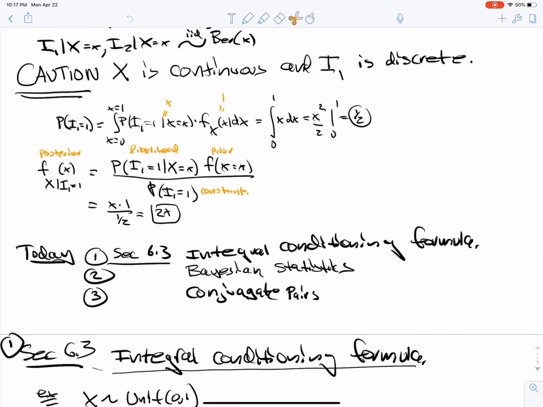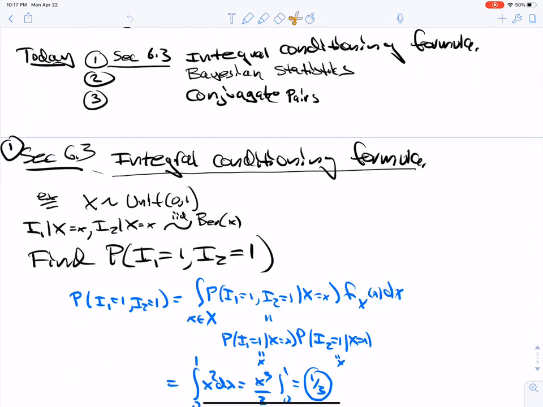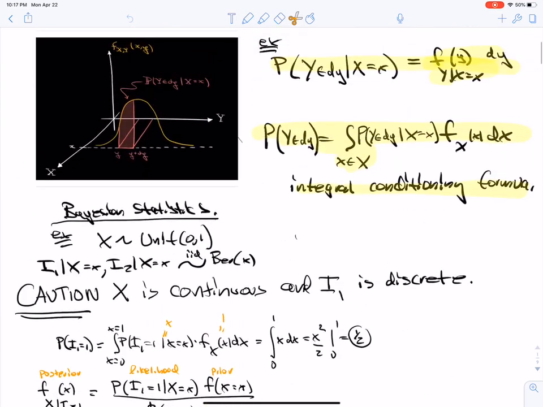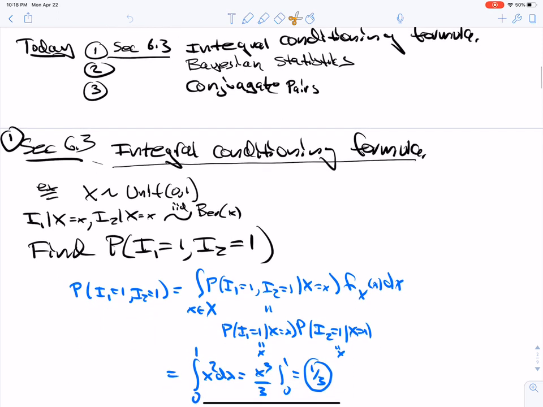Today we're going to continue with section 6.3. We're going to talk about the integral conditioning formula, Bayesian statistics, and conjugate pairs. So the integral conditioning formula, we've seen that here, and let's do some examples.